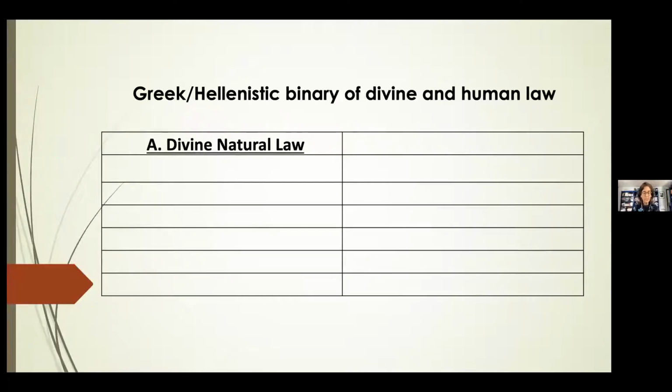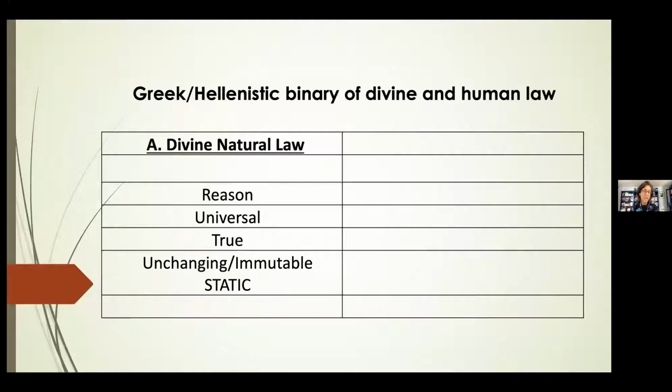So according to the Stoics, the divine natural law governing the cosmos was reason itself, or logos, they called it, which is just the word for reason. And reason, they argued, is universal, right? What's rational here is rational in Iceland. And it is also always true, and unchanging or immutable, static in its perfection.